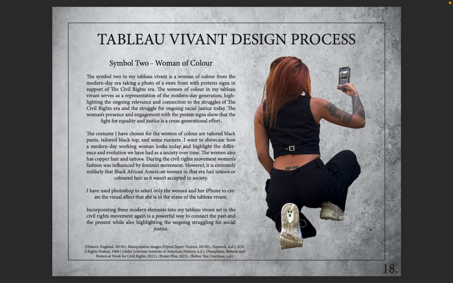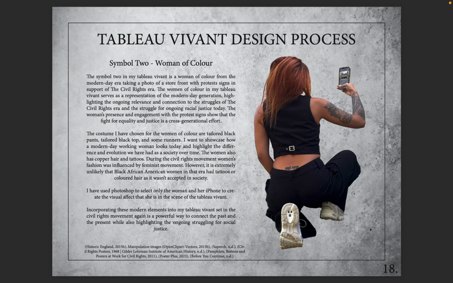My Tableau Vivant design process continues, and I go into my symbol 2, which is a woman of color. Symbol 2 in my Tableau Vivant is a woman of color from the modern day era, taking a photo of the storefront with protest signs in support of the civil rights era. The woman of color serves as a representation of the modern day generation, highlighting the ongoing relevance and connection to the struggle of the civil rights era and the struggle for racial justice today.